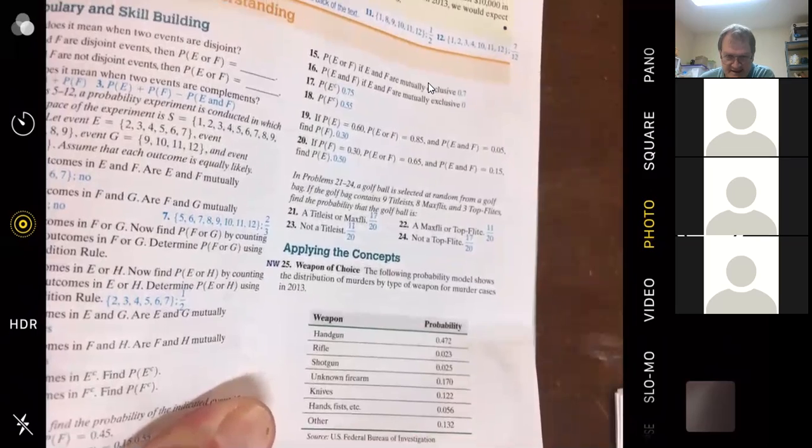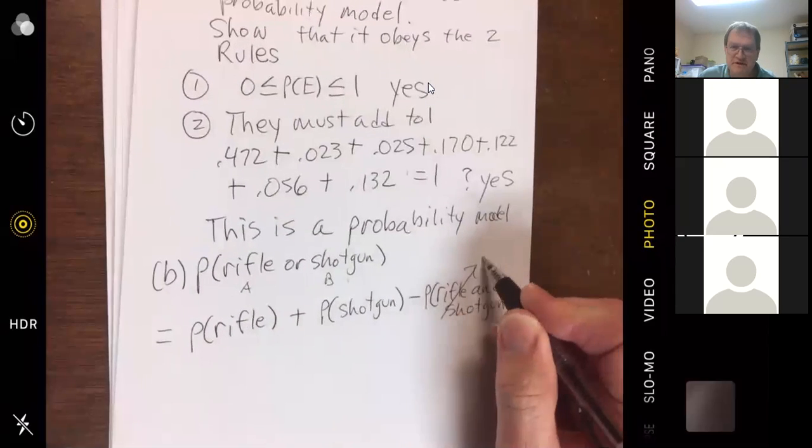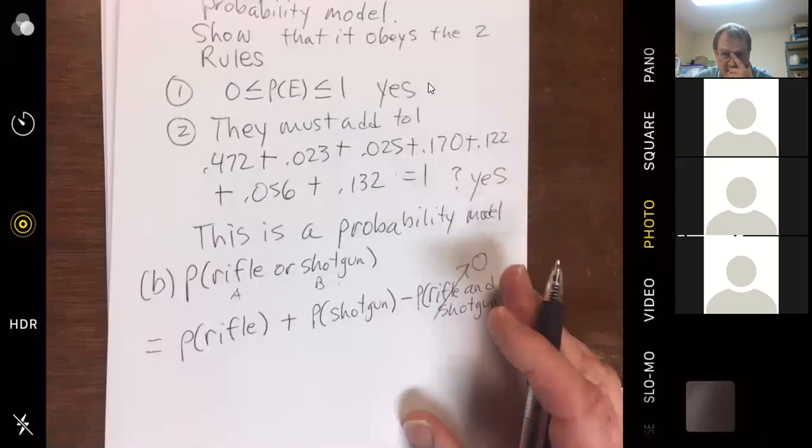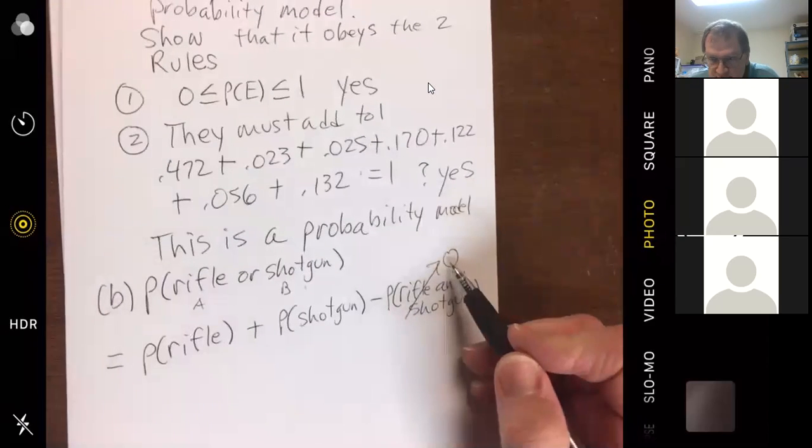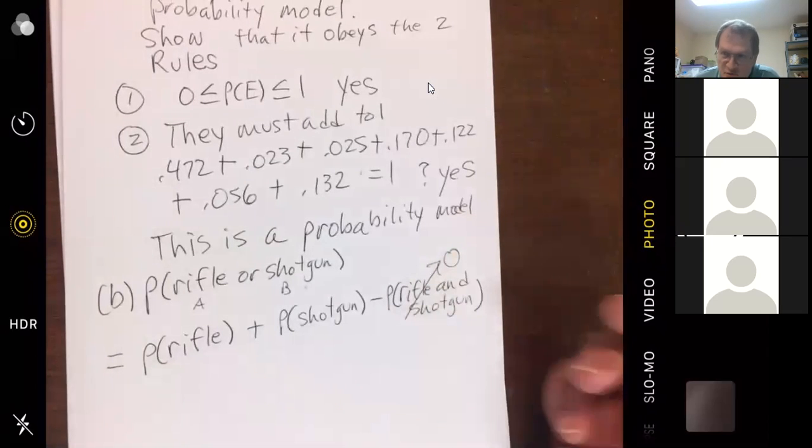See, this is just rifles. This is just shotguns. So is there another category that has a rifle and a shotgun used? Do you see one? No. So do you understand that? That means we are going to have to assume this is 0. But it's an assumption, because it is possible to use a rifle and a shotgun. If you really want somebody dead, it's possible to use both.